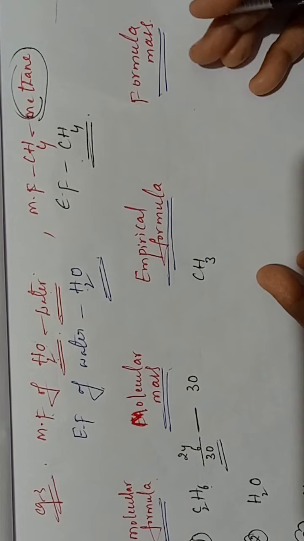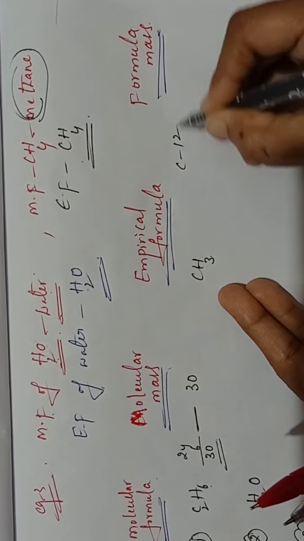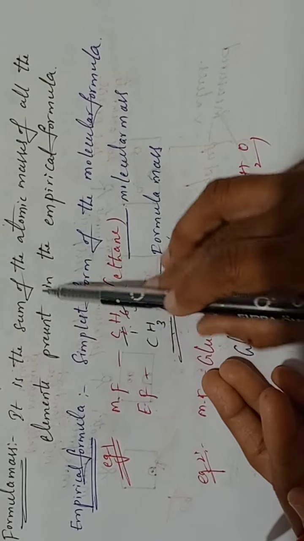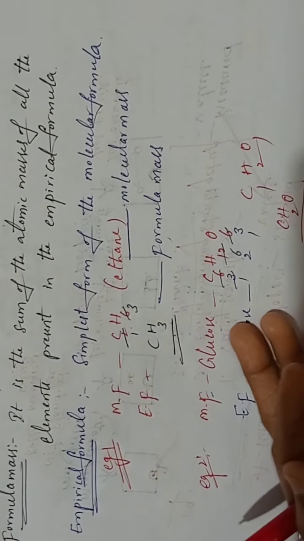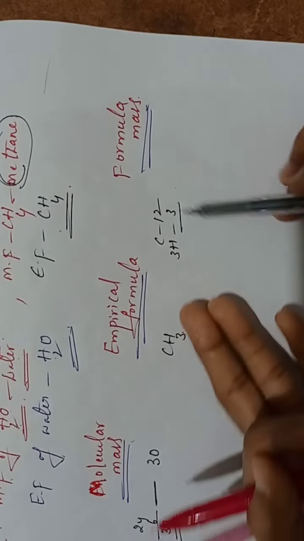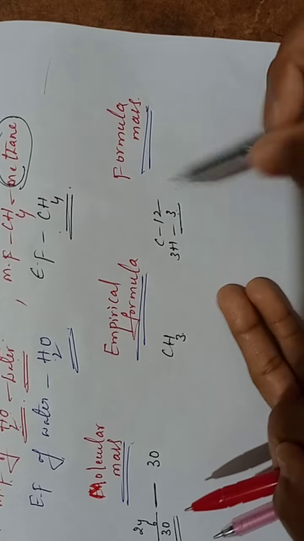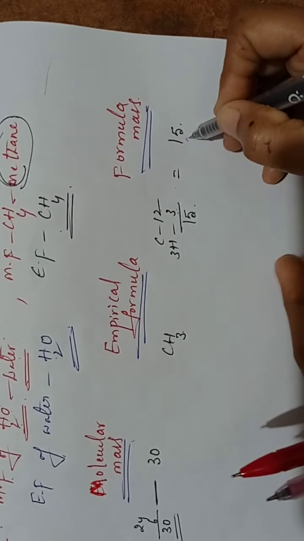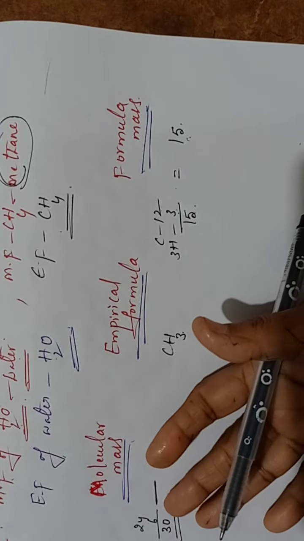Then how to find the formula mass? You have to find the formula mass for the empirical formula. Formula mass is the sum of the atomic masses of all the elements present in the empirical formula. Carbon atomic mass 12, hydrogen atomic mass 1, 3 atoms are there, so 3. Total 15. So 15 is the formula mass of ethane. Are you following?